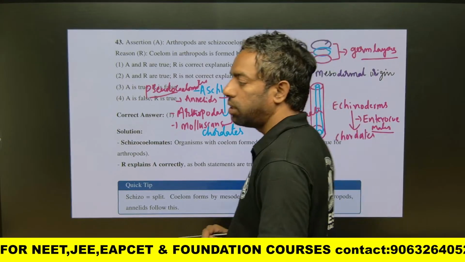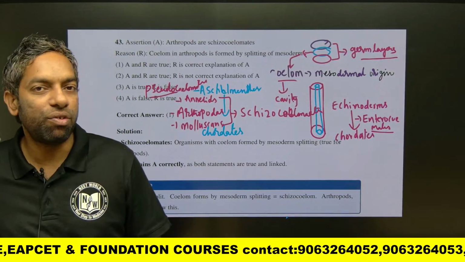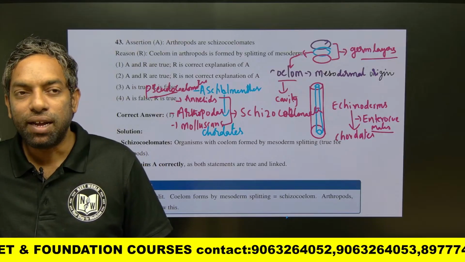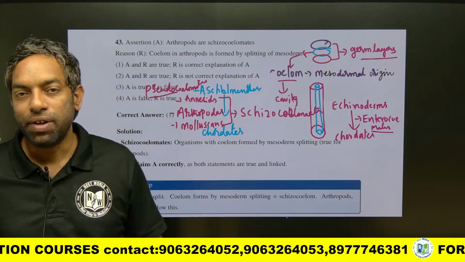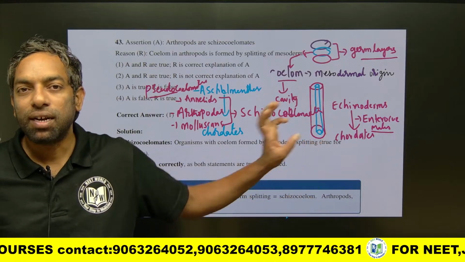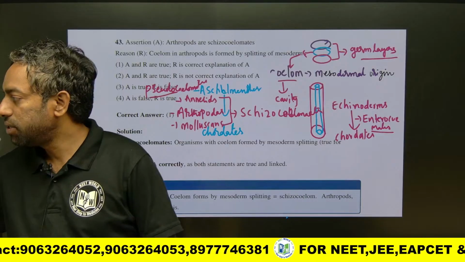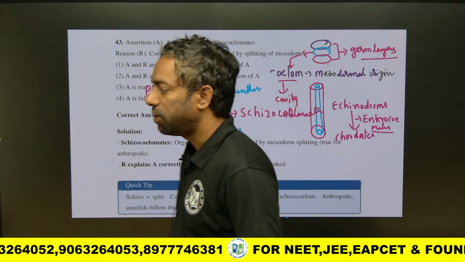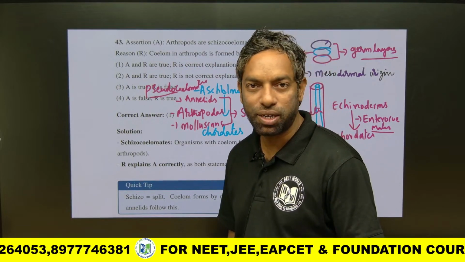Okay. Schizocoelomates: the mesodermal blastomere cells split to form the schizocoelom. The archenteron cells form the body cavity in enterocoelomates. Schizocoelomates and enterocoelomates. Guys, schizocoelomates are nothing but annelids, arthropods and molluscans.